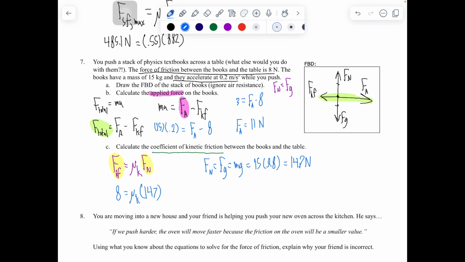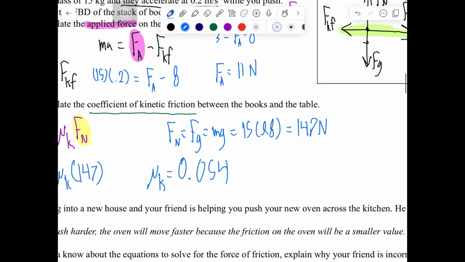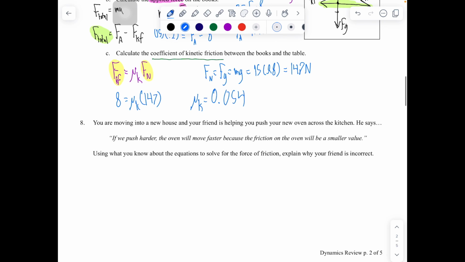And now, of course, we're going to take 8, divide by 147, isolate our coefficient. We find, okay, our coefficient of kinetic friction is something really small, 0.054. There's no units. Make sure you're not putting units on your coefficient of friction. Coefficients do not have units. At least your coefficient of friction does not have units.